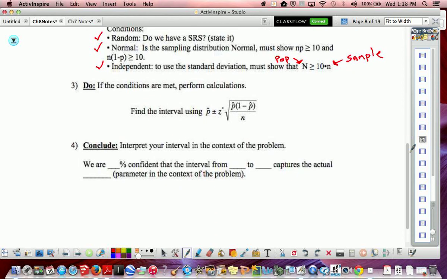Now, in the do, this is where we get to do the numbers. All you're doing is calculating out the formula, or calculating out your interval. At the very end, you'll do the plus minus, and you'll get two numbers. Then at the very end, we'll conclude. We give you a nice sentence. We gave you this sentence at the beginning of class yesterday: We are blank percent confident that the interval from blank to blank captures the true proportion, in this case, of whatever the context of the problem is that we're trying to find.